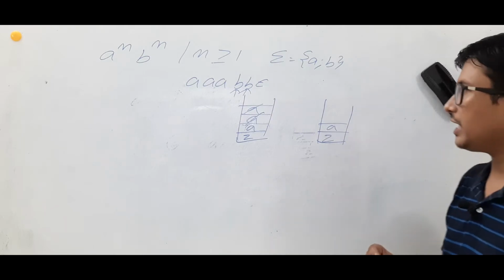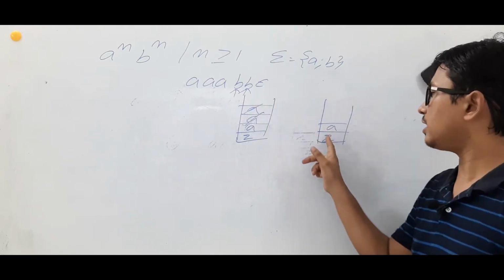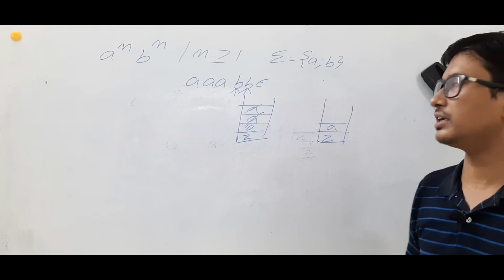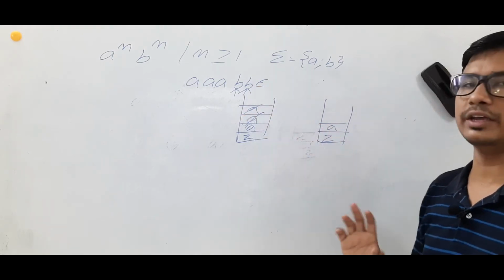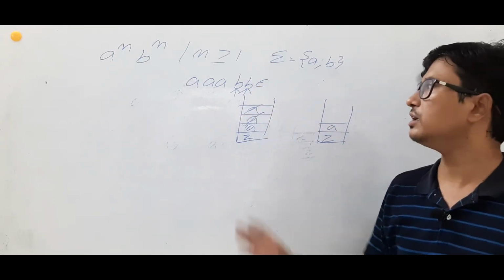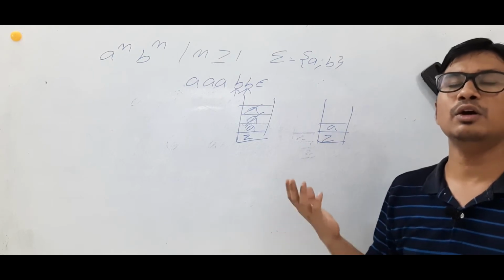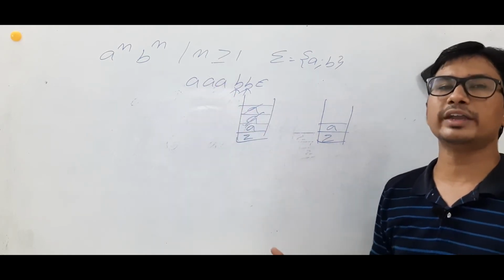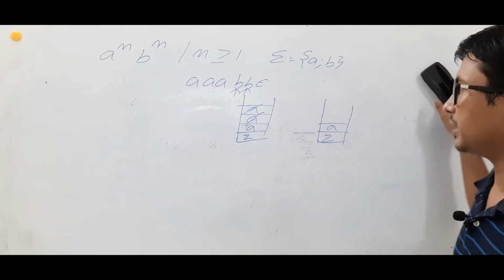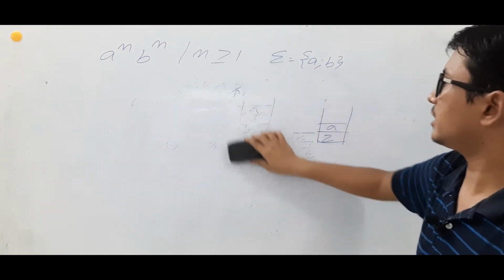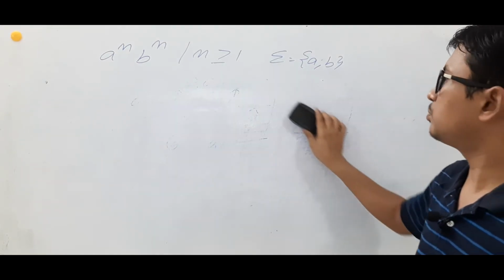Now, when I accept epsilon on Z, then only I will reach the final state. But if you see epsilon on A, I will not reach the final state. If I do not reach the final state, what can I say? The string is not accepted by the pushdown automata. Now with this introduction, we will construct the pushdown automata.